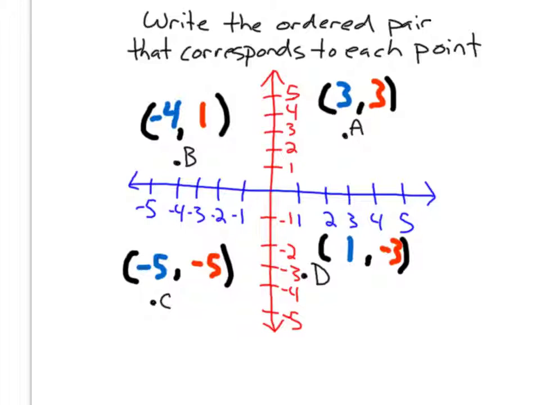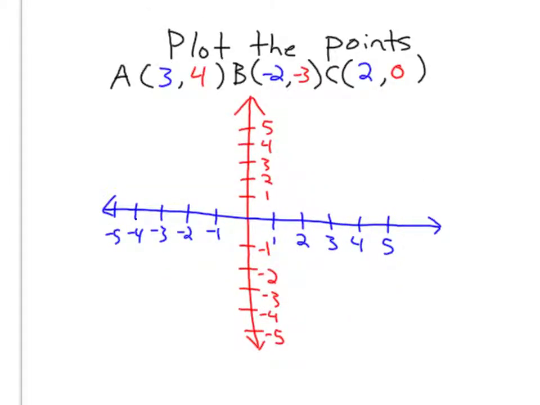Okay? Alright, let's go on to some more examples. And sometimes they'll tell us to plot the points. Okay? Well, if I want to plot the points, what I need to do is put a dot at the location it's telling me. And I need to make sure I label that point. So point A is at 3, 4. So I'm going to go over 3 on the x-axis and up 4 on the y-axis. I'm going to put a dot in that space. And I'm going to label it point A.